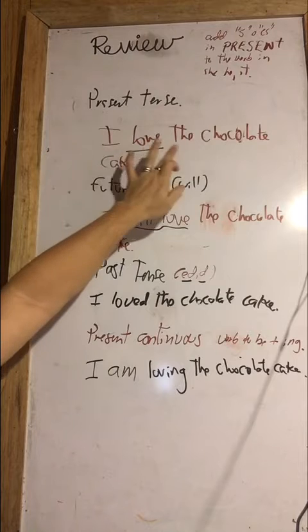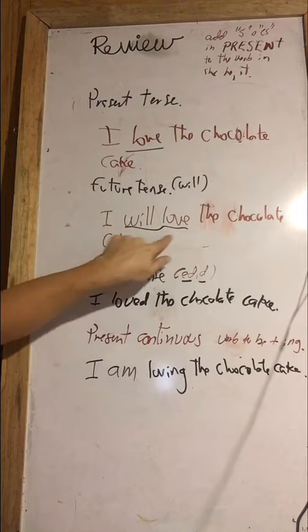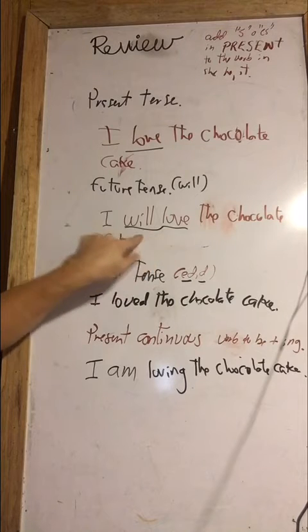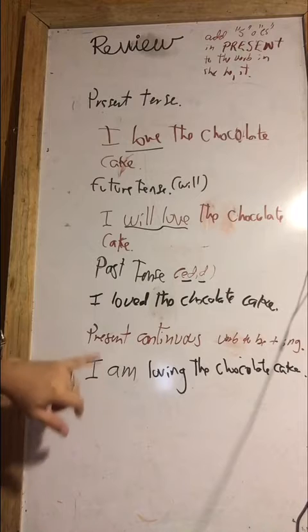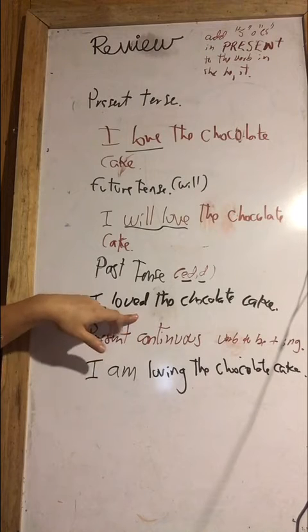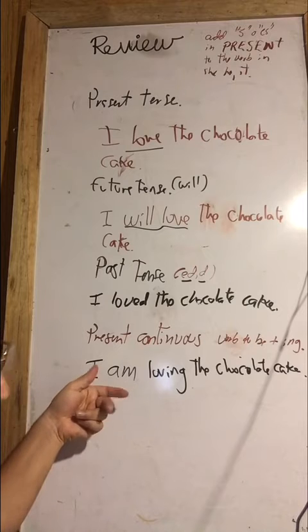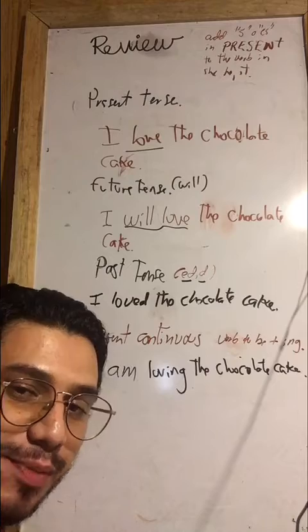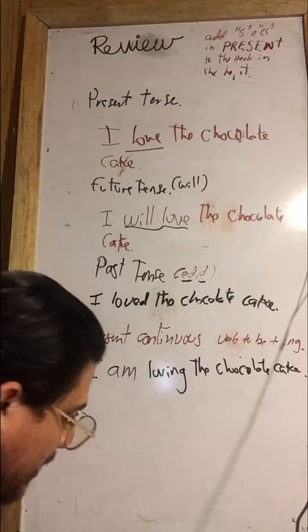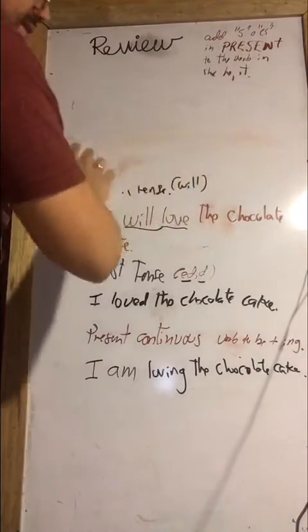Yo amo el pastel de chocolate. Presente. Yo amaré, this is a conjugation, this is a word that is together. Yo amaré el pastel de chocolate in the future. Yo amé el pastel de chocolate in past. And yo estoy amando el pastel de chocolate. So if you can do this in Spanish, it will be super easy to do it in English. Now, you have to make some sentences.